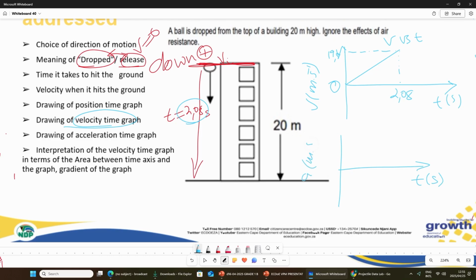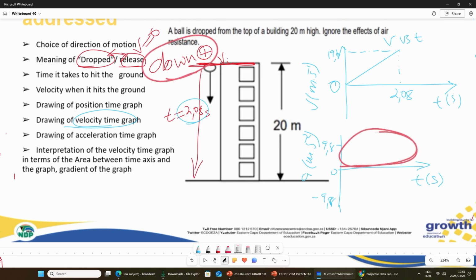is constant, 9.8 meters per second squared. So if I have 9.8 positive here, on this side I'm having 9.8 negative. Remember, we took down as positive. So if we took down as positive, then our graph is supposed to lie on this side also. That means this is supposed to be just a straight line graph like that.